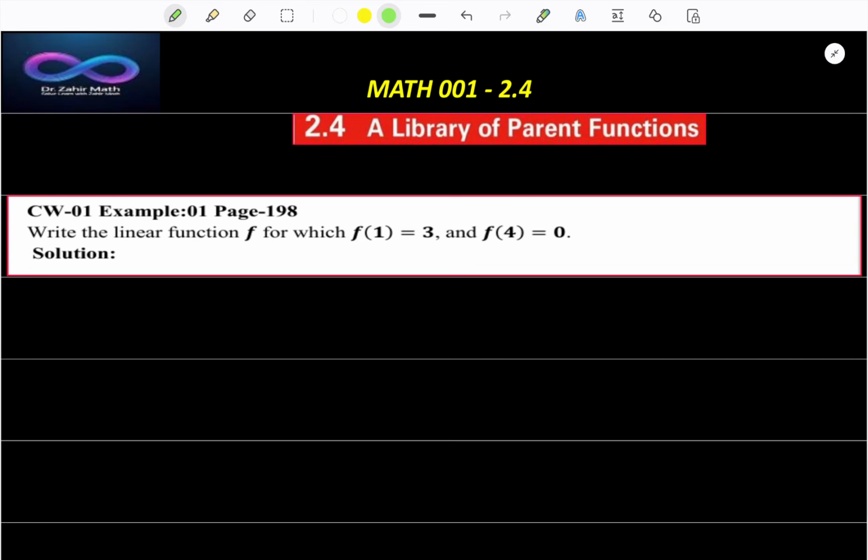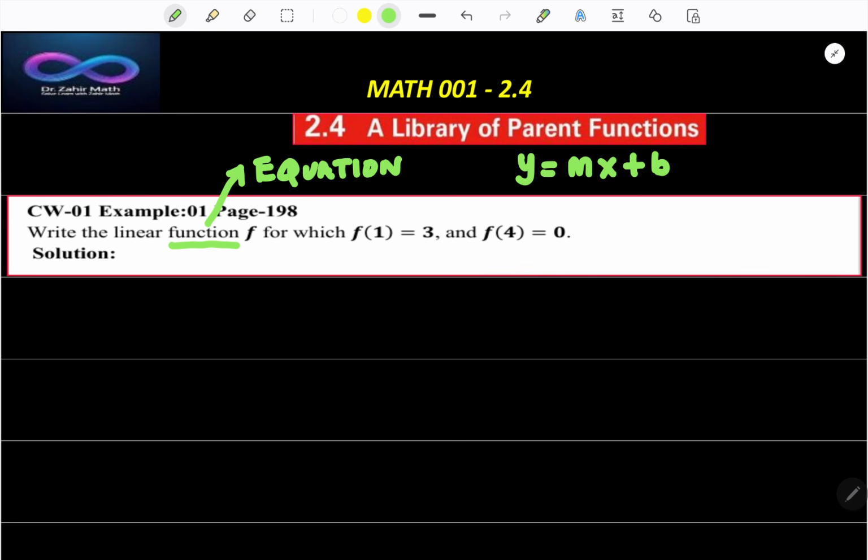First question, example 1. Write the linear function. So you should know linear function means linear equation. Keep in your mind, linear function means what? Linear equation. What's a linear equation? Y equals mx plus b. This is the linear equation. Clear all of you? Right.